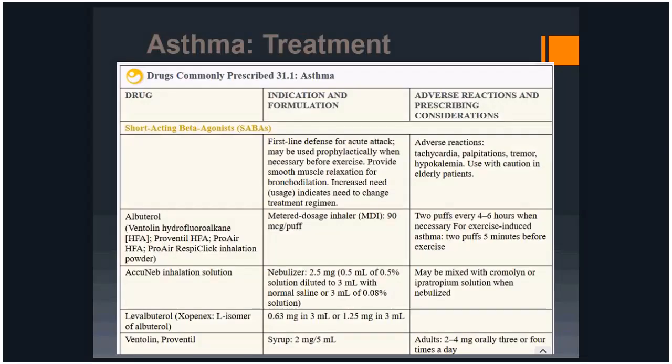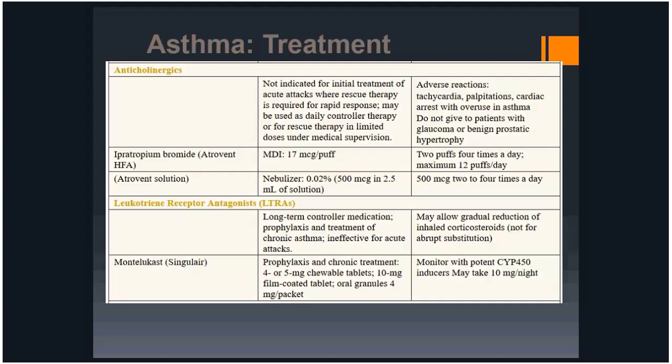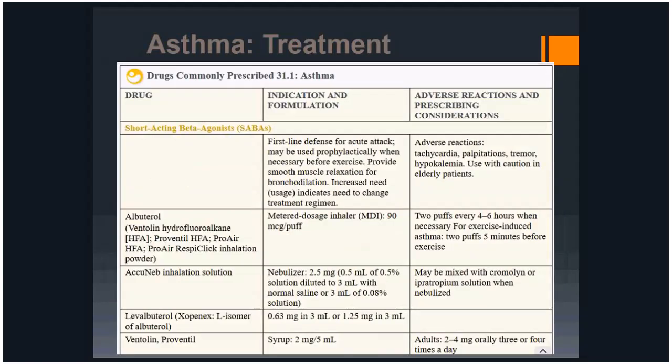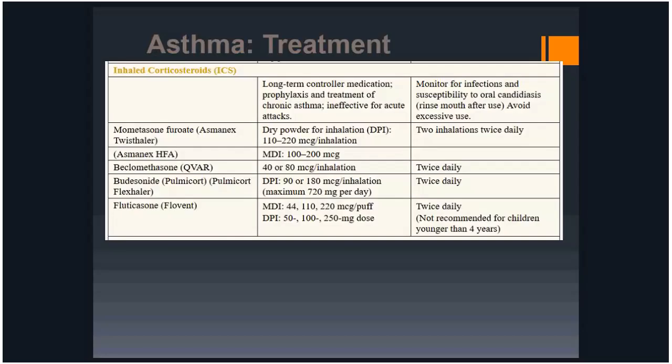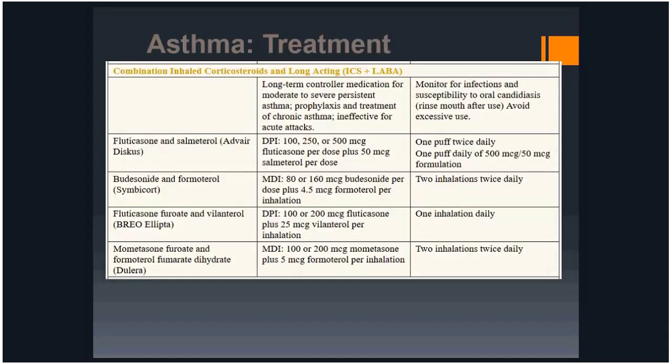And so these tables are taken from your text. This goes over the medications that are used to treat asthma. It is important that you understand the indications, the formulations with regards to what comes in an inhaler form, what is a nebulizer form, what may be a syrup form, and also what the most common or major adverse reactions or prescribing considerations may be. So those things are noted here in these tables that are taken from your text.